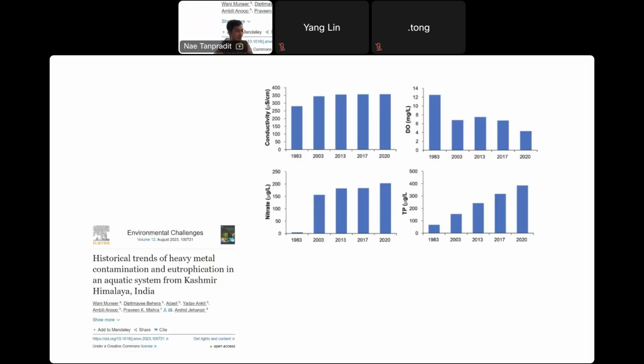This is the trend of heavy metal contamination. It keeps getting higher. We see the nitrates here. The conductivity is used to measure the purity and impurity of the water in the aquatic system. The DO is the dissolved oxygen in the aquatic system. And total particulate, TP.